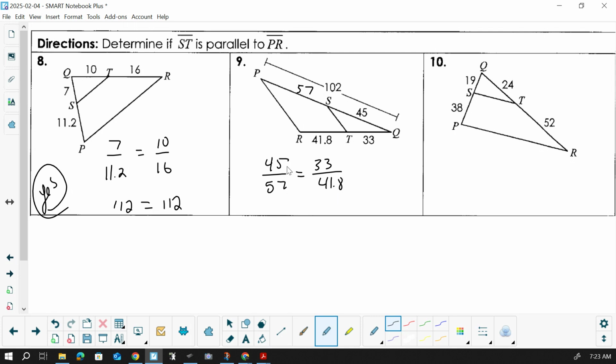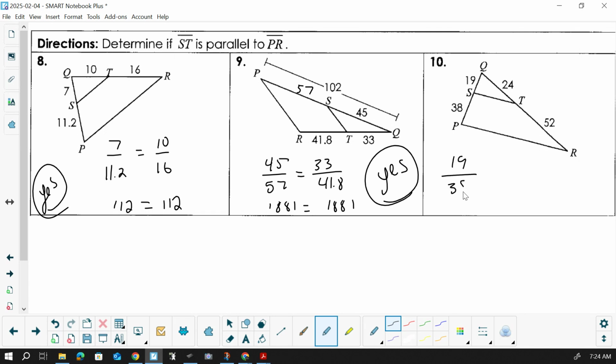And cross multiply, so 33 times 57 is 1,881. 45 times 41.8 is also 1,881. So this one is also yes. Usually they flip it around. All right, this one surely will be a no, but let's find out.